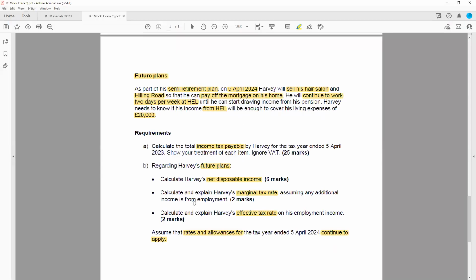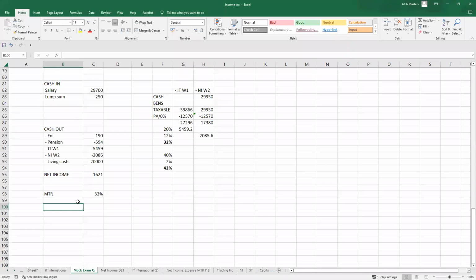So then we also had to deal, so we had to calculate and explain Harvey's effective tax rate on his employment income. So what's his effective tax rate? So what effective tax rate is saying is, what rate of tax is Harvey paying at? And you might think, well, he's paying tax at 32%, but is he? Because this is his employment income. If we think about purely just on tax now, some of it's being taxed at 0%, and then some of it's at 20%. So actually, his overall tax on that income is lower than that.